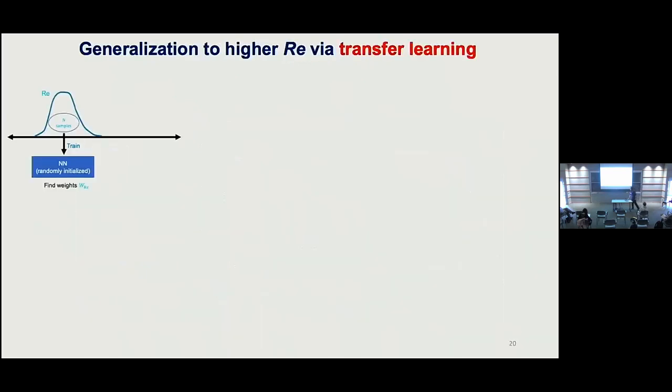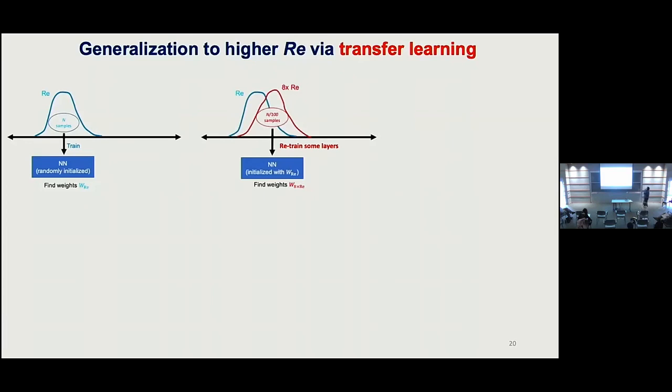Now, to address this, what we have done is transfer learning. The idea of transfer learning is this. So far, we have a flow with a given Reynolds number, which has a distribution. We have sample data from that distribution. We have trained all the 10 layers of the neural network, randomly initialized, and we did the training and found the weights. Now, we are looking at the flow with higher Reynolds numbers, so the PDF, the distribution of the data, would be different. Of course, if you have n samples from this new system, you can repeat this and it would work. But let's say we don't have n samples again. Let's say we only have 1% of that.